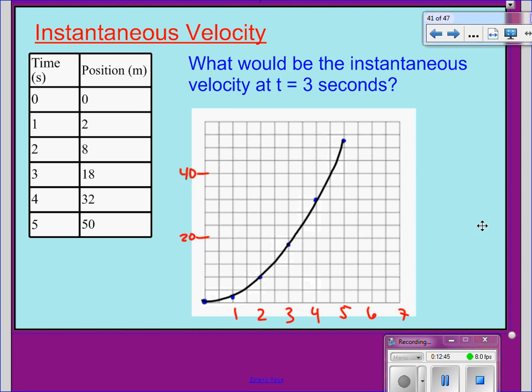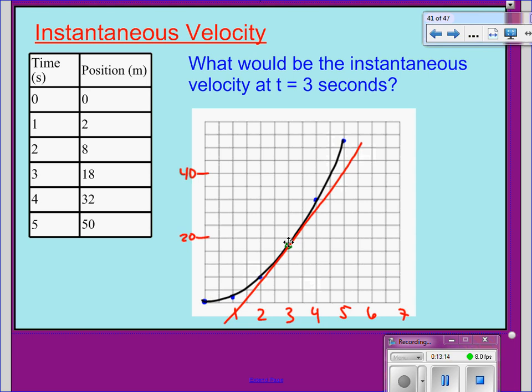Now that I've got my data plotted, I can now figure out what is the instantaneous velocity. The question says, what's the instantaneous velocity at 3 seconds? And so 3 seconds would be right here. So what I'm going to do is using a straight edge, or to the best of my ability using a straight edge, draw a tangent line that would touch at just that point. Something like that. Obviously it's not going to be perfect, but we can get pretty close.